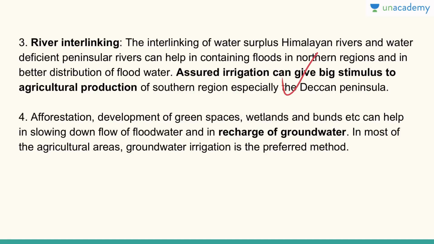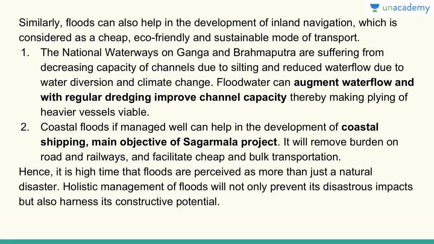Then afforestation, development of green spaces, wetlands and bunds can help in slowing down flood water and in recharge of groundwater. And in most of the agricultural areas, groundwater irrigation is the preferred method. Similarly, floods can also help in development of inland navigation. So national waterways on the Ganga and Brahmaputra are suffering from decreased capacity because of reduced water flow. Flood water can augment water flow, and with regular dredging improve channel capacity. So plying of heavier vessels becomes viable. And coastal floods, if managed well, can help in development of coastal shipping, like the main objectives of the Sagarmala project.